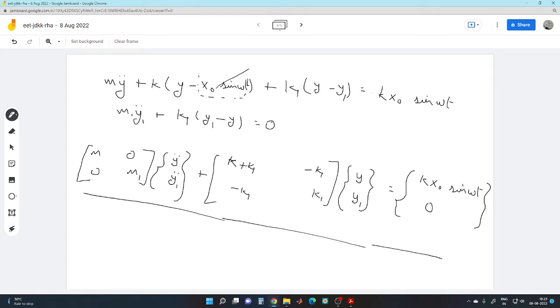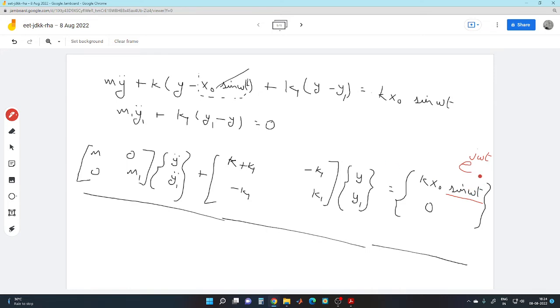So can you agree on this matrix form? If you open the matrices, the upper row will give the first equation, and the lower row will give the lower equation. You can check it. Can we move forward? We can move forward, right?